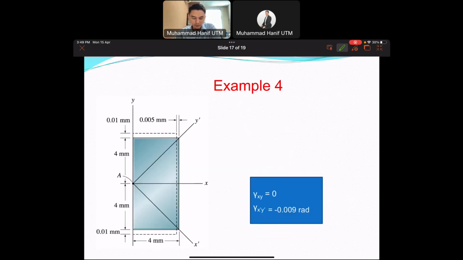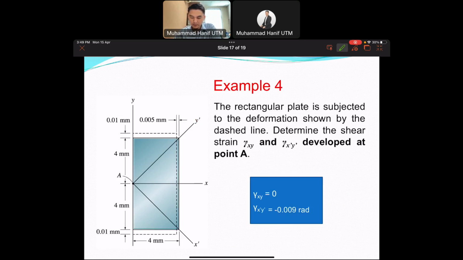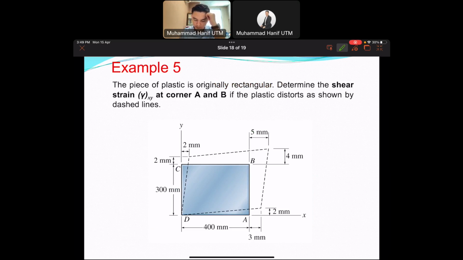Also example 4, I'm not discussing this one. This one you have to find both gamma xy and gamma x prime y prime at point A only. So where is gamma xy, and where is gamma x prime y prime? The answer is given there. Please try by yourself. And the last one is example 5.